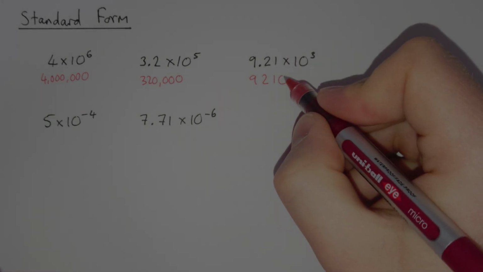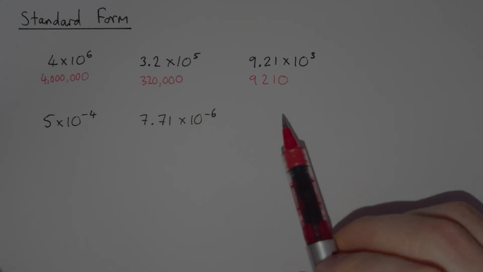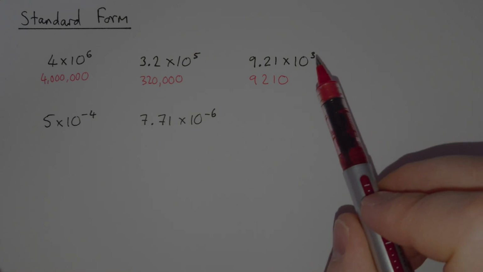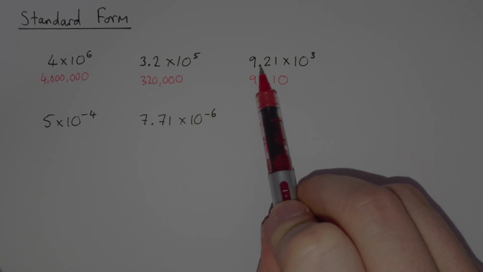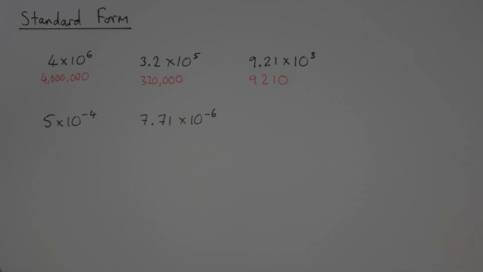It is very common to be incorrect just by 1 position. People don't normally get these wrong with 2 zeros in the wrong place. It's normally just 1 position. It's worth checking once you've written a number down. Have you definitely moved the point, in this case 3 to the right? So initially the point is here. Has it moved 3 to the right? 1, 2, 3. Yes, it has.